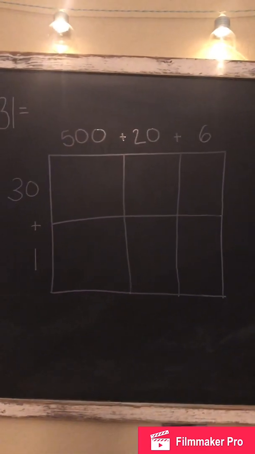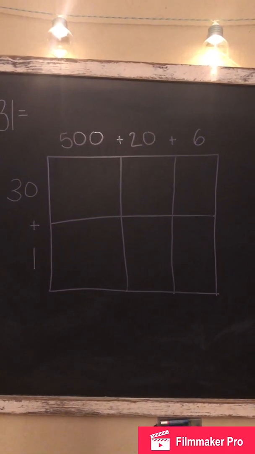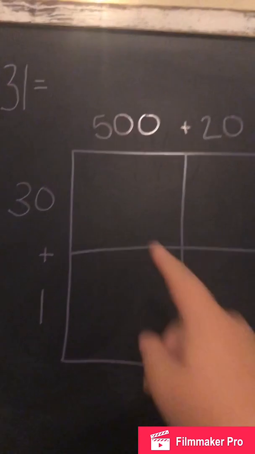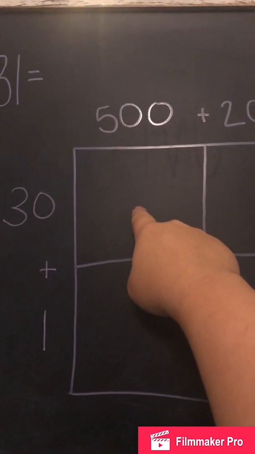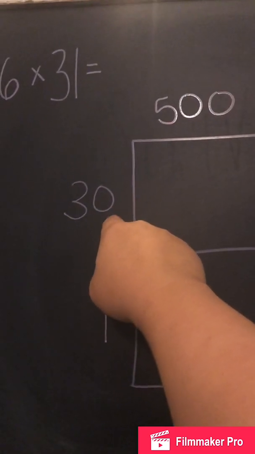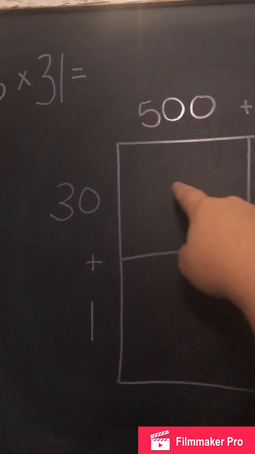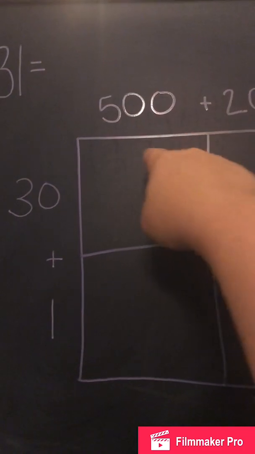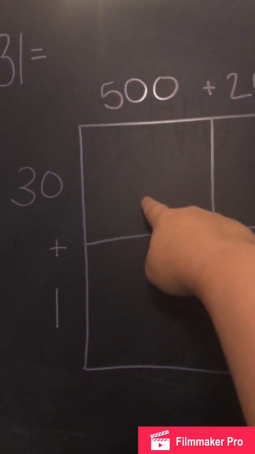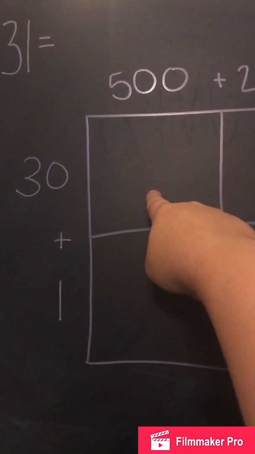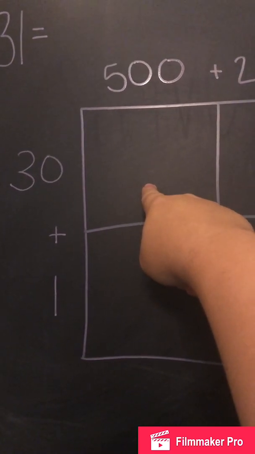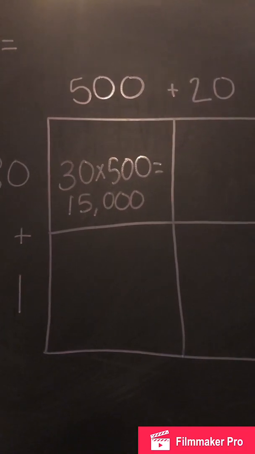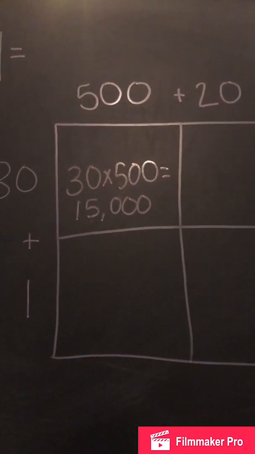Now we can begin filling in these boxes. For our first box, I'm going to stick my finger in the first box. I'm going to go to the left. I see I have a 30. I'm going back to my box. I'm going to go up and I see I have a 500. So in this box, I know that I need to put 30 times 500. 30 times 500 equals 15,000.